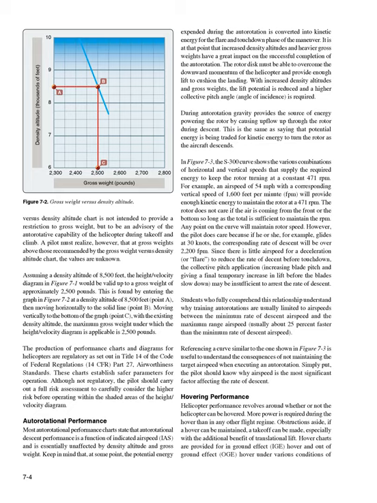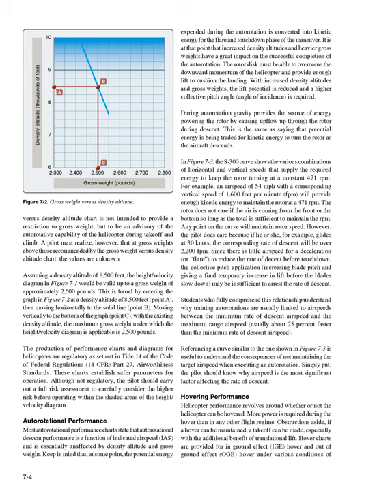Keep in mind that, at some point, the potential energy expended during the autorotation is converted into kinetic energy for the flare and touchdown phase of the maneuver. It is at that point that increased density altitudes and heavier gross weights have a great impact on the successful completion of the autorotation. The rotor disc must be able to overcome the downward momentum of the helicopter and provide enough lift to cushion the landing.